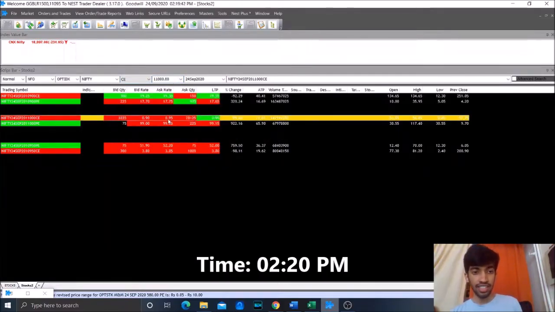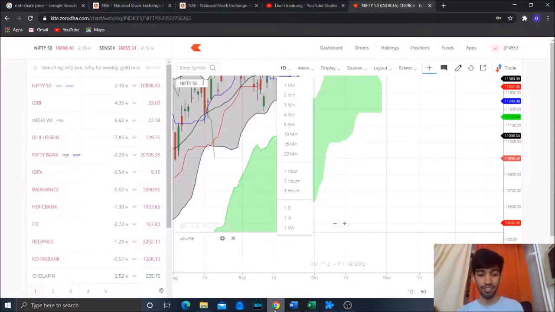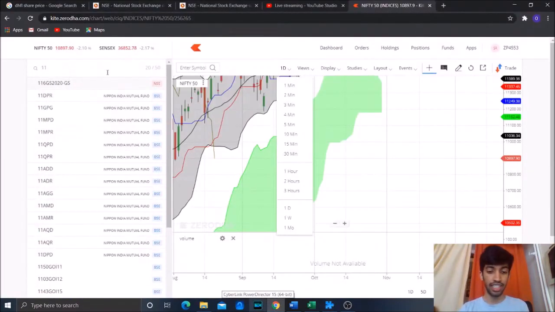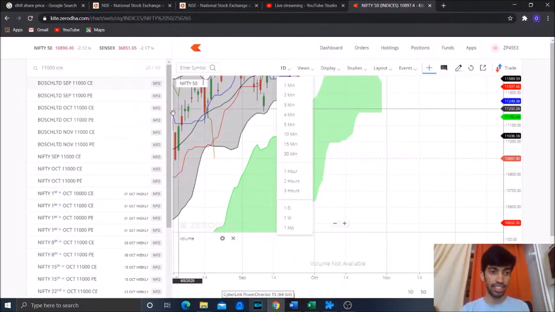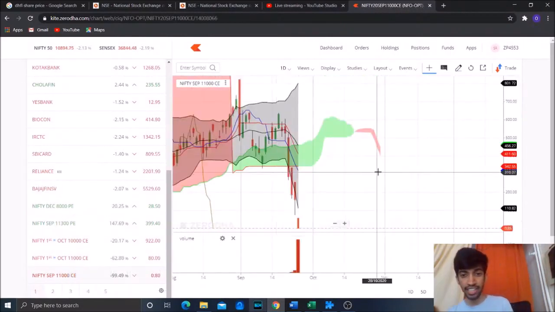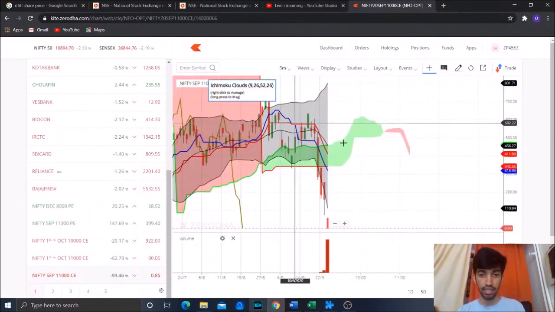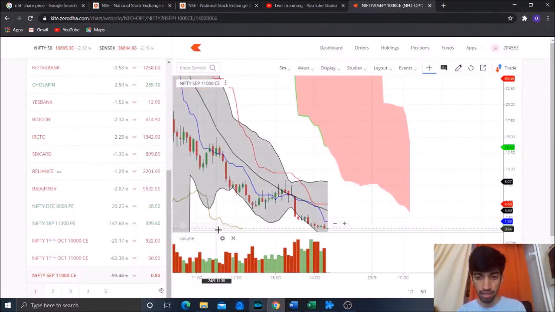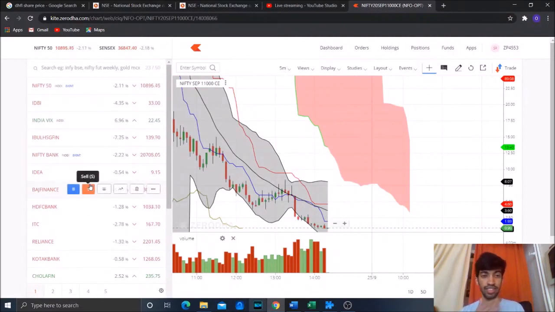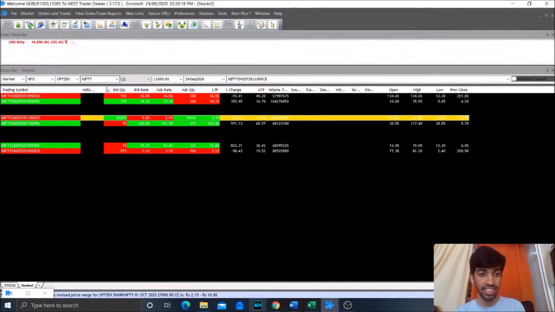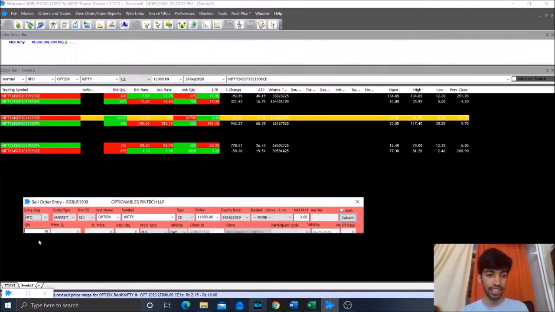Okay, we have 11,000 CE here. So what I'll be doing is first I'll place 11,000 CE. I'll just take a look at the chart. 0.8, and currently there is, okay, this is the daily chart. Okay, it's pretty confusing. So I'll rather short this a very little quantity, not much, say 7,500, and we will wait for some time and see whether we should take any trade or not.